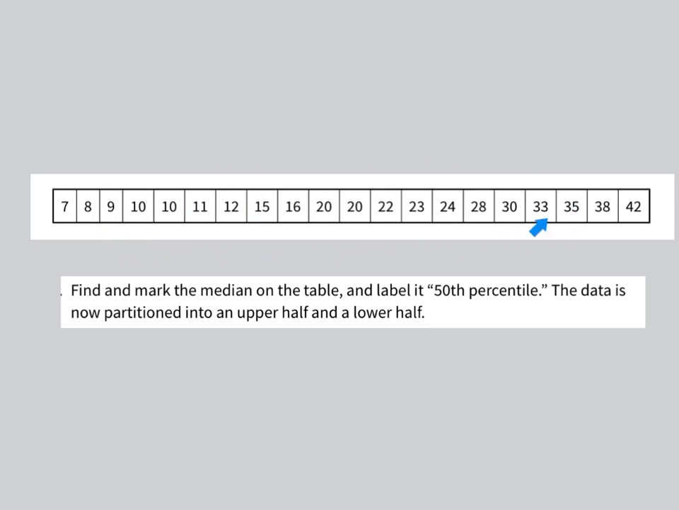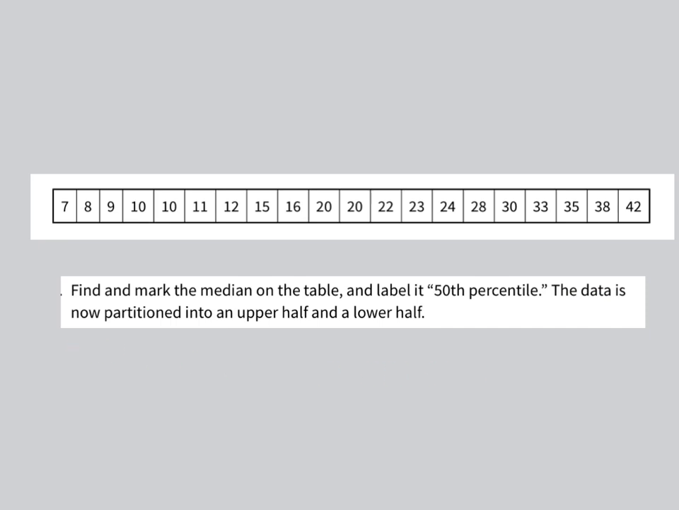This is a bunch of ages of people at a party. So there was somebody at the party who was 7 years old and somebody at the party who was 42 years old. We are going to split this into 4 pieces, 4 quartiles. So to start off, we need to find and mark the median on the table and label it the 50th percentile. So let's do that first.